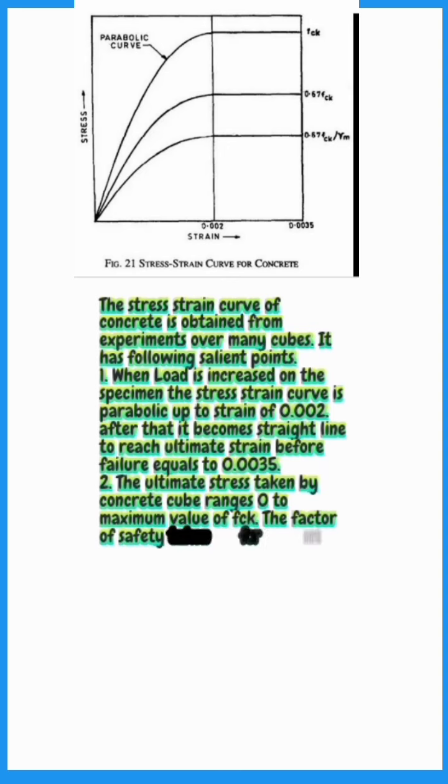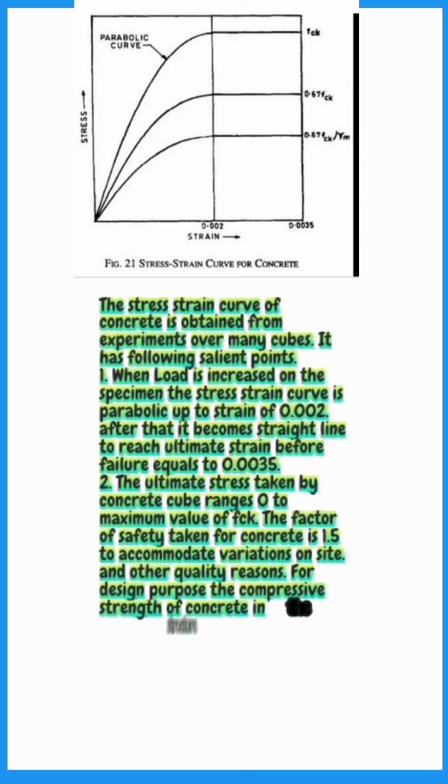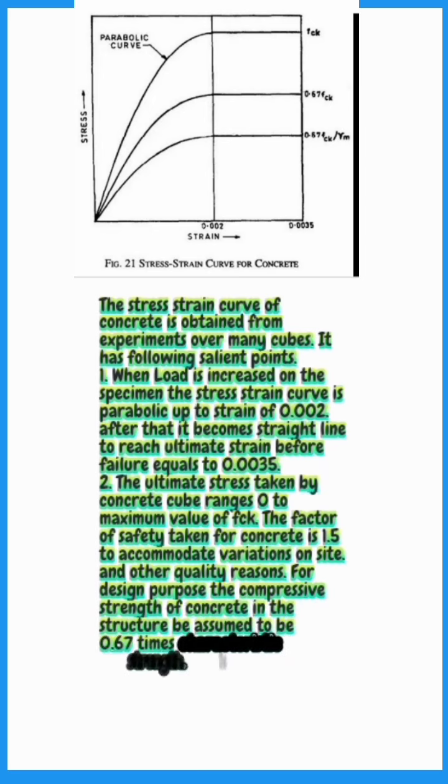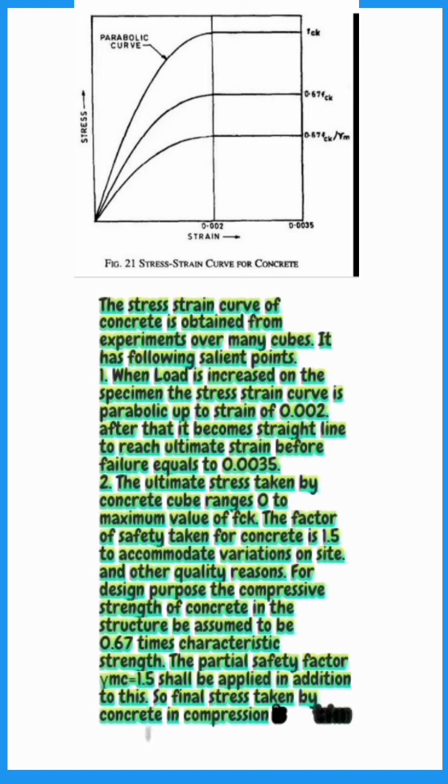The factor of safety taken for concrete is 1.5 to accommodate variations on site and other quality reasons. For design purpose, the compressive strength of concrete in the structure may be assumed to be 0.67 times characteristic strength. The partial safety factor gamma MC equals 1.5 shall be applied in addition to this. So final stress taken by concrete in compression is 0.446 FCK.